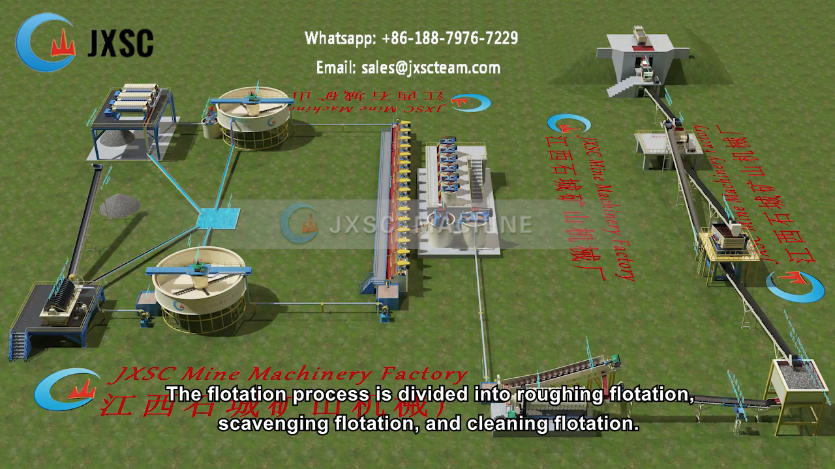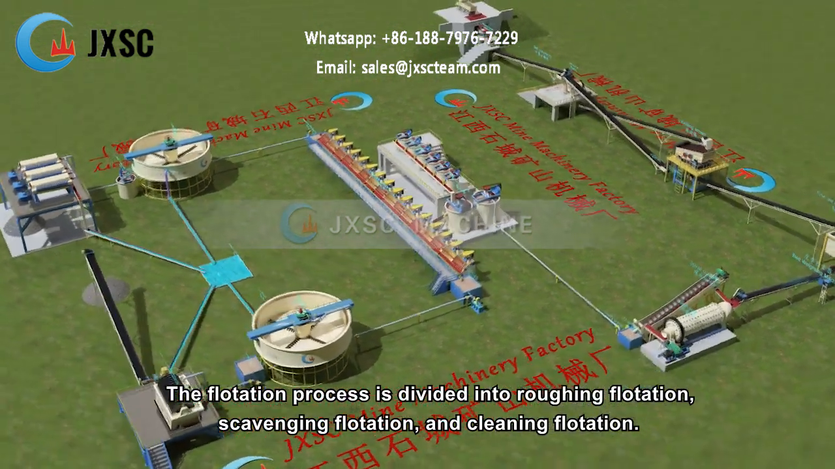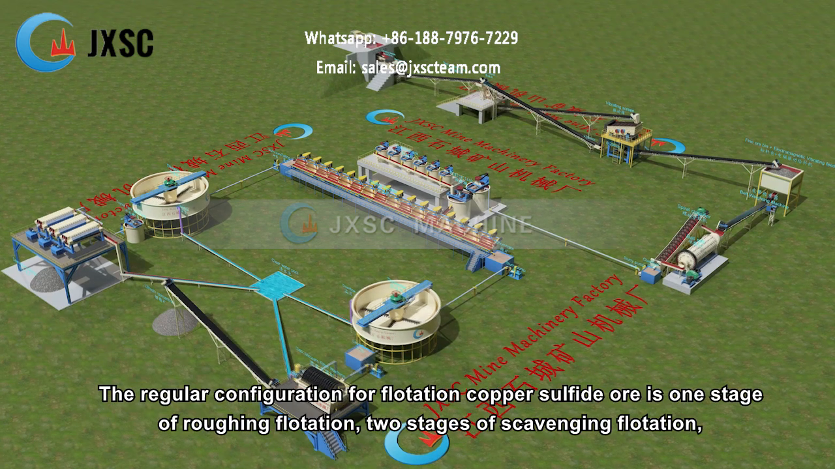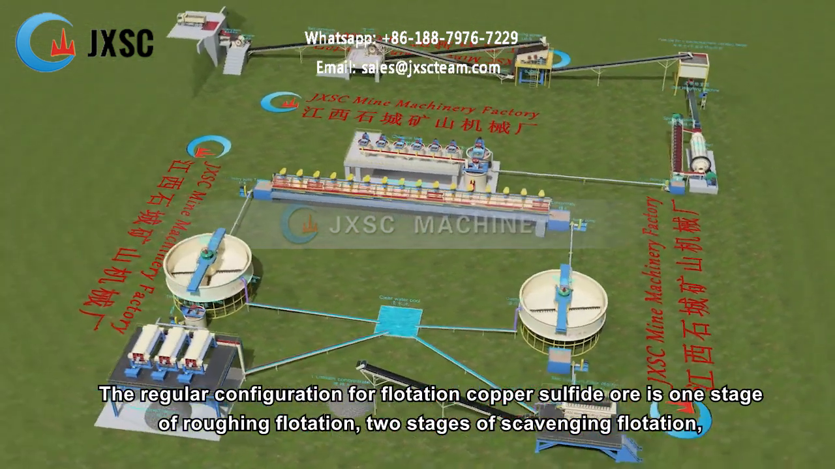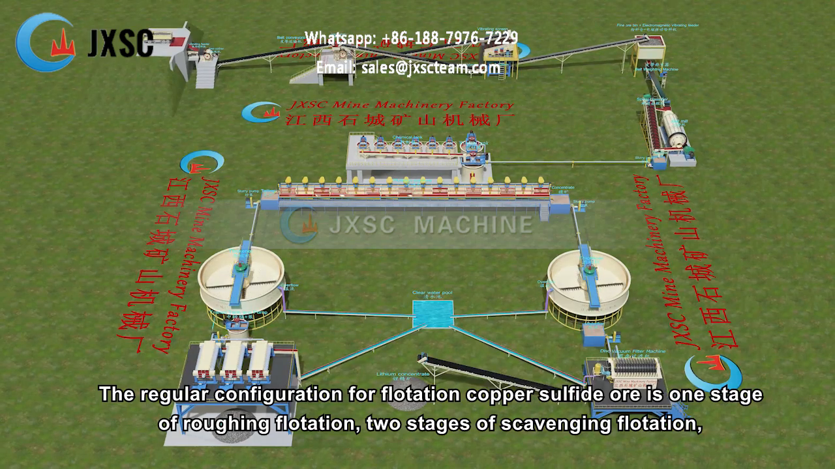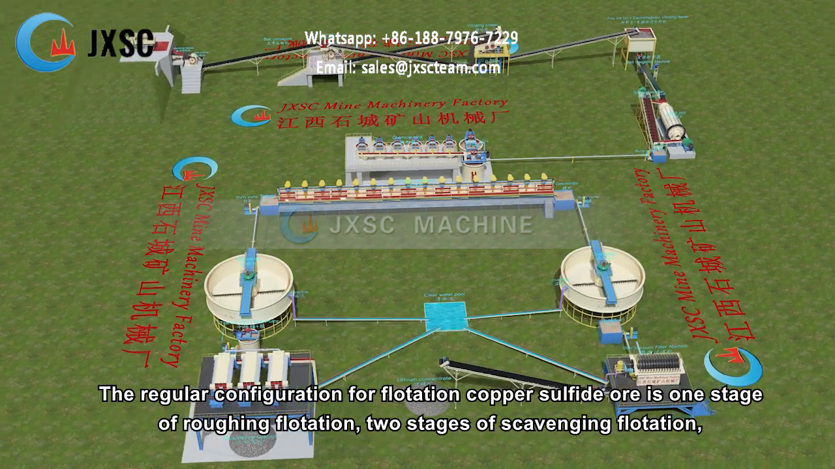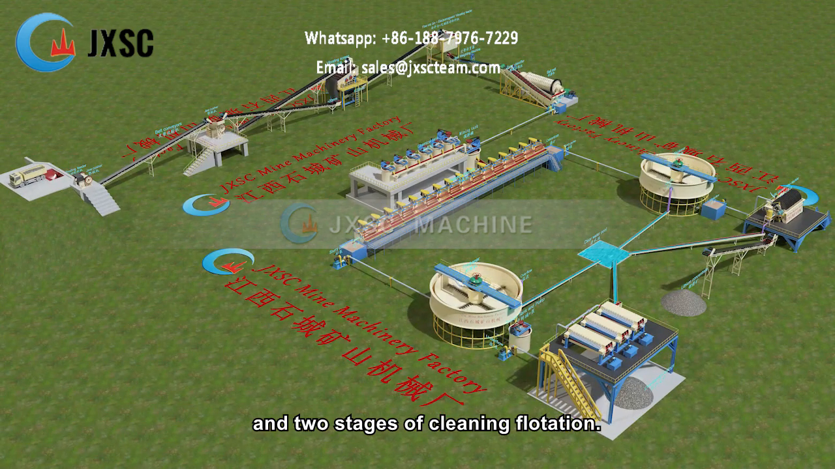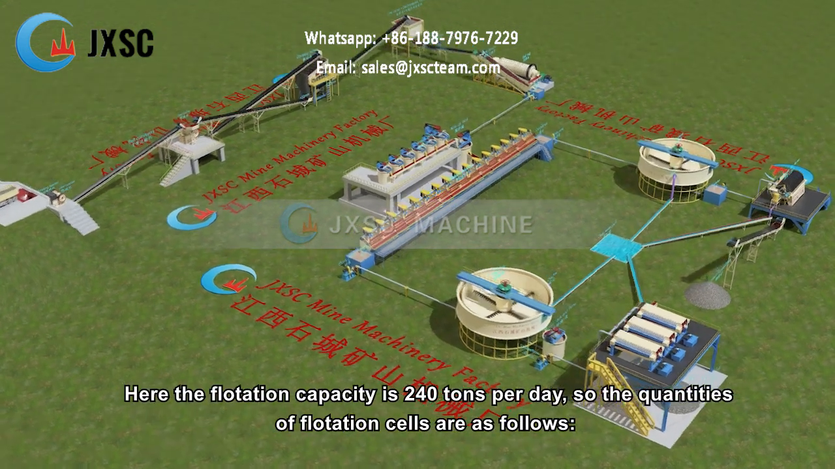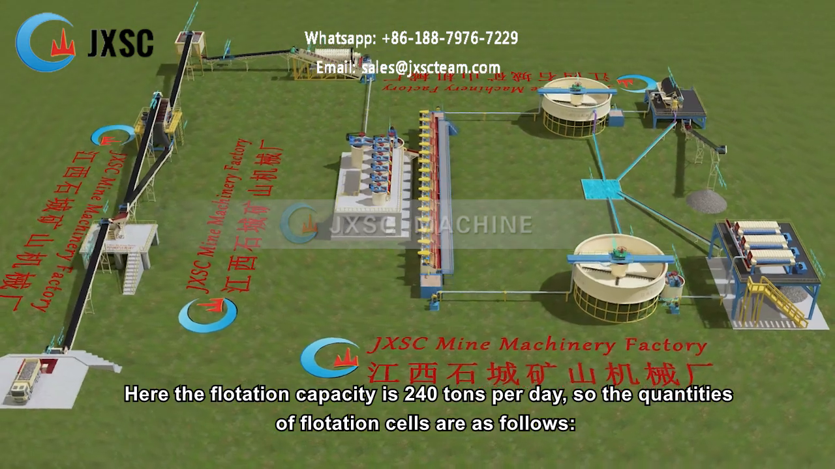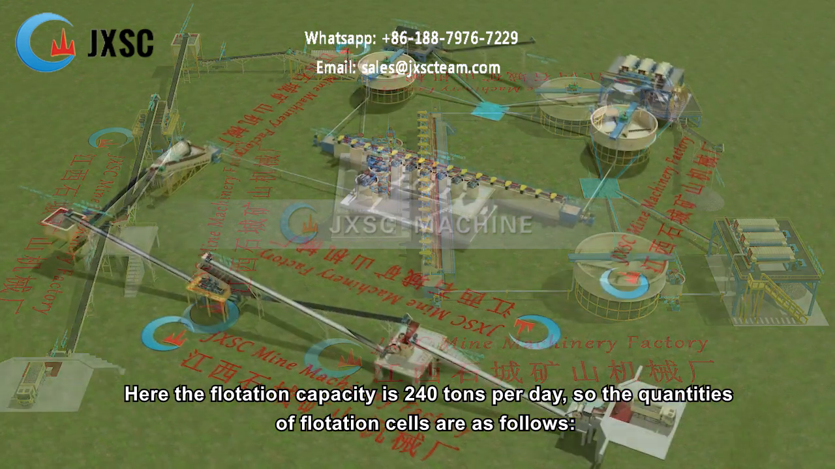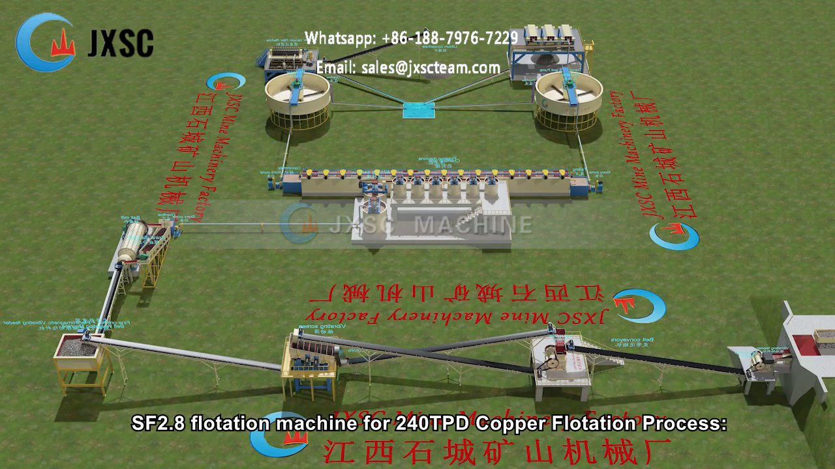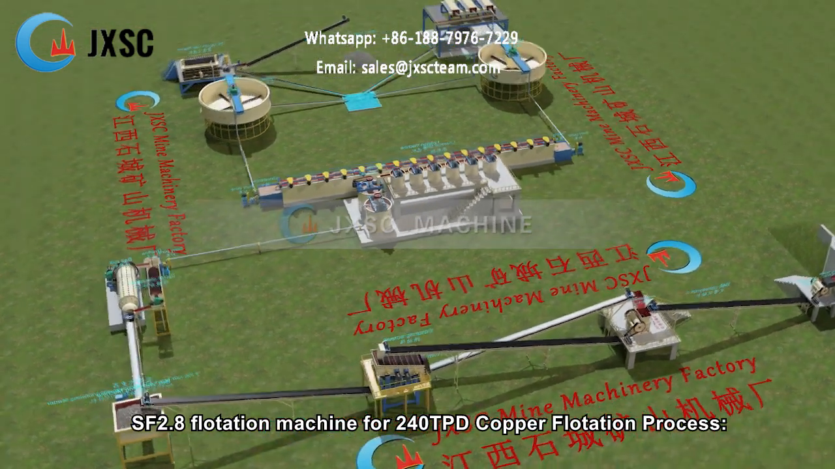The flotation process is divided into roughing flotation, scavenging flotation, and cleaning flotation. The regular configuration for flotation of copper sulfide ore is 1 stage of roughing flotation, 2 stages of scavenging flotation, and 2 stages of cleaning flotation. Here the flotation capacity is 240 tons per day, so the quantities of flotation cells are as follows. SF 2.8 flotation machine for 240 TPD, copper flotation process.